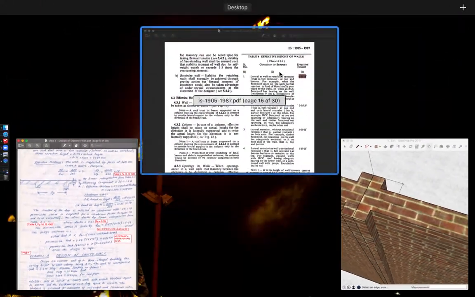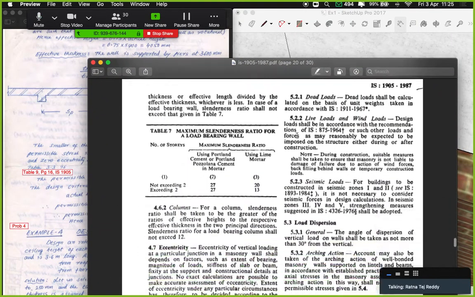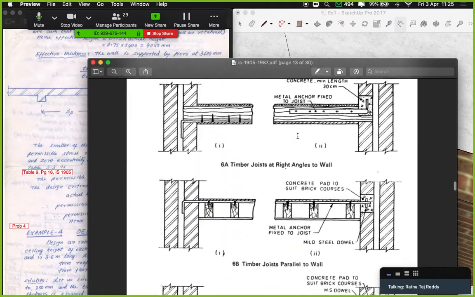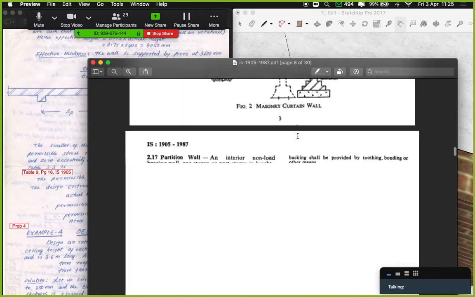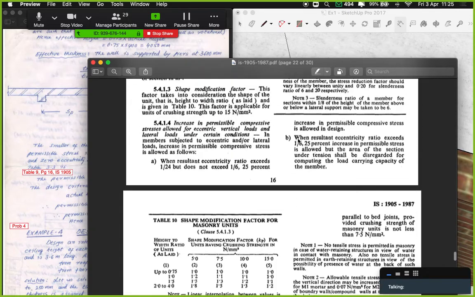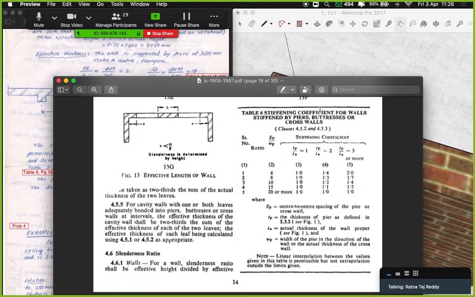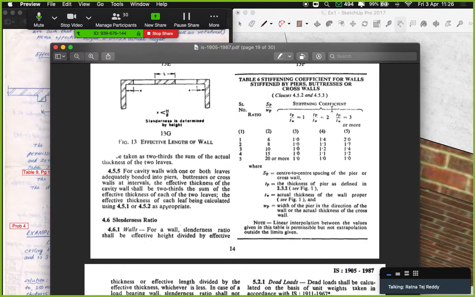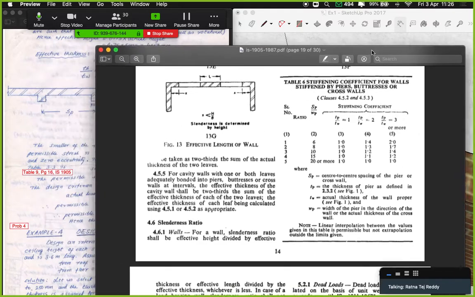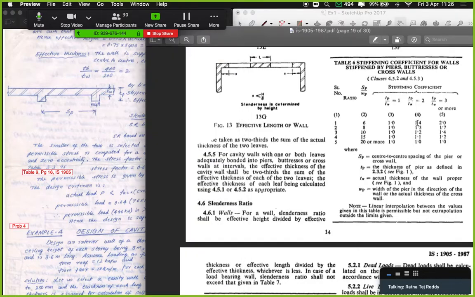So going back to our code in table 6. Under table 6, where is table 6? Yeah. Table 6, the stiffness coefficient for walls stiffened by piers, buttresses or cross walls, etc. So we have our TP by TW ratio as 2, 400 by 200, that is 2, which is over here, and that will bring us to column number 4, TP by TW, this one.